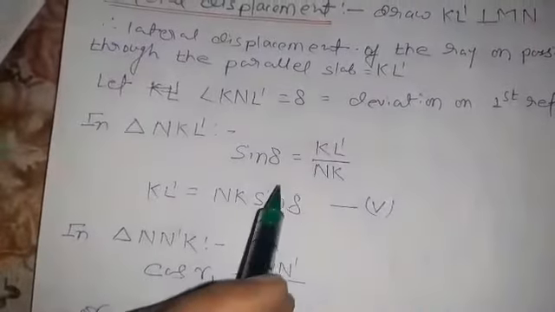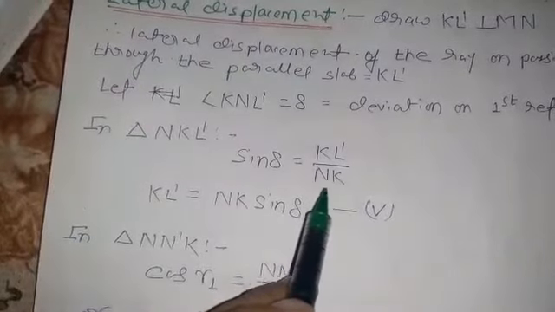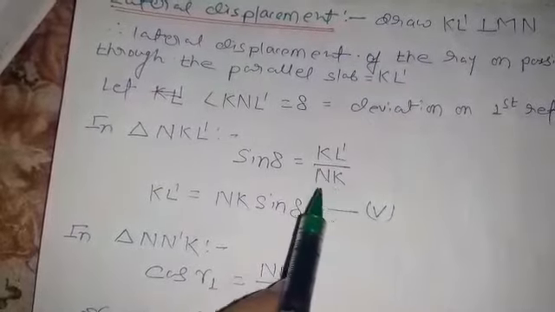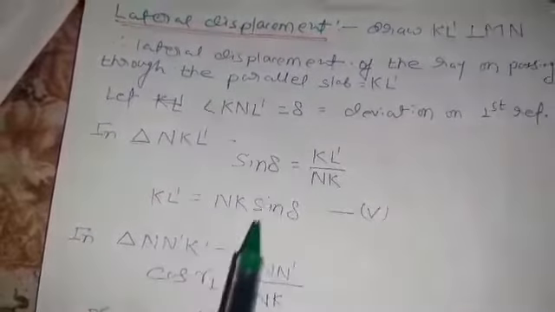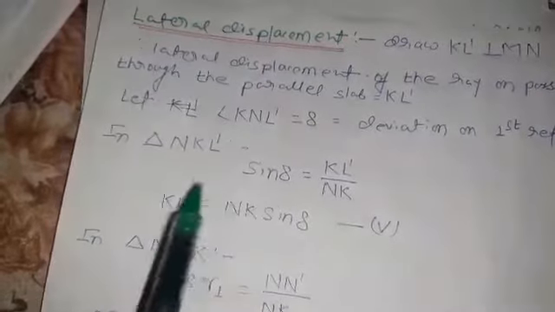NKL dash. Here we have to find the value of sine delta. Sine delta equals KL dash upon NK. You know the trigonometry. KL dash is your perpendicular and NK is your hypotenuse. So KL dash equals NK sine delta. This will be your equation number 5.